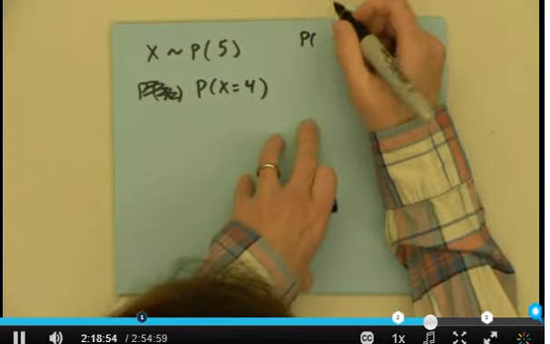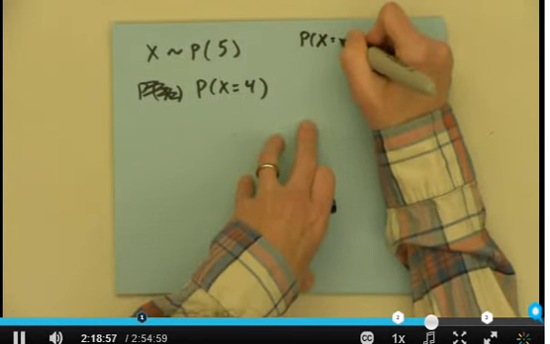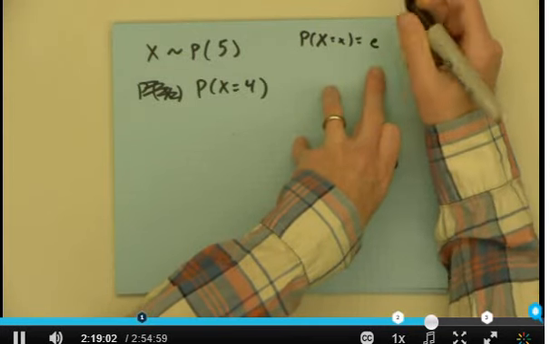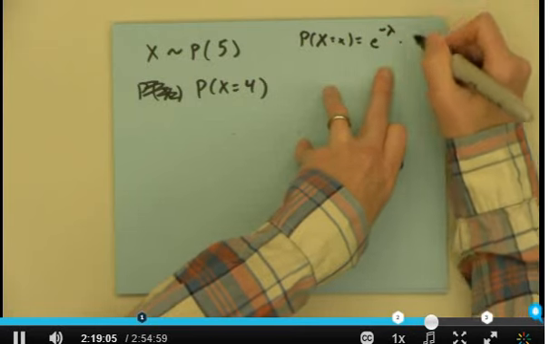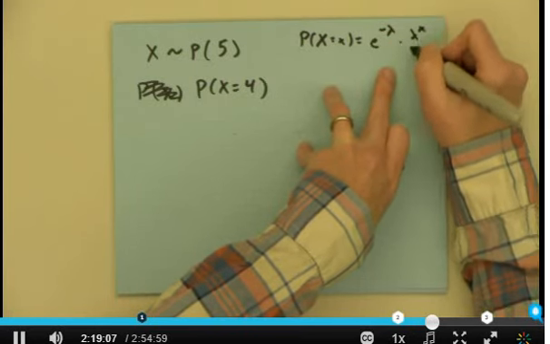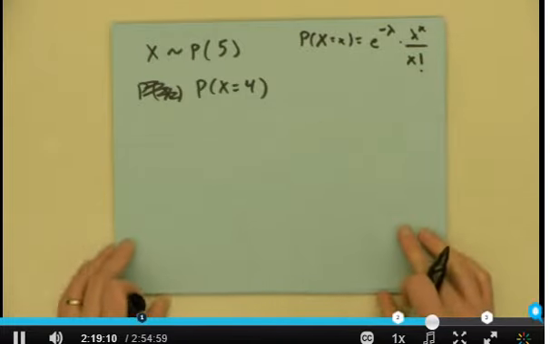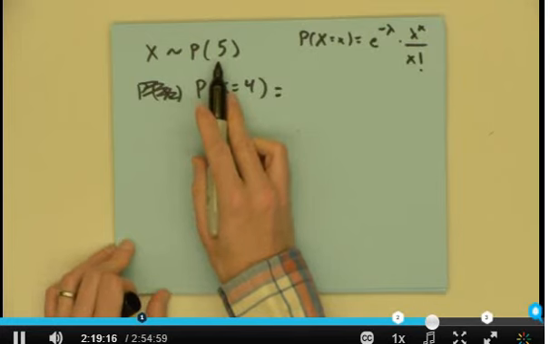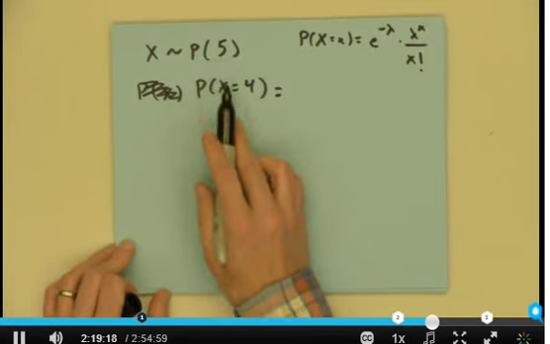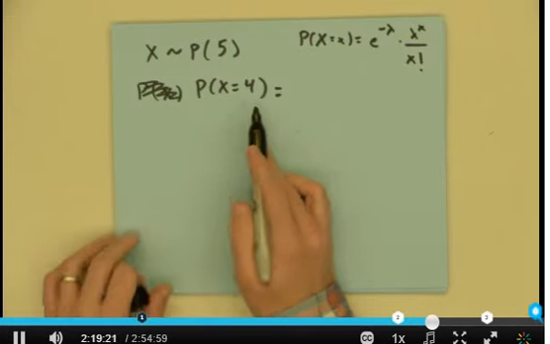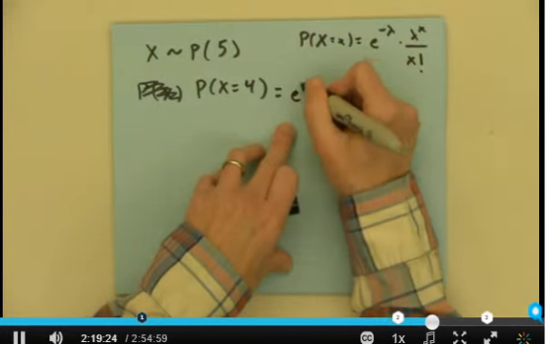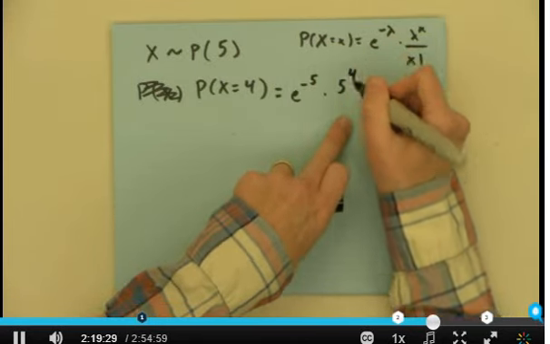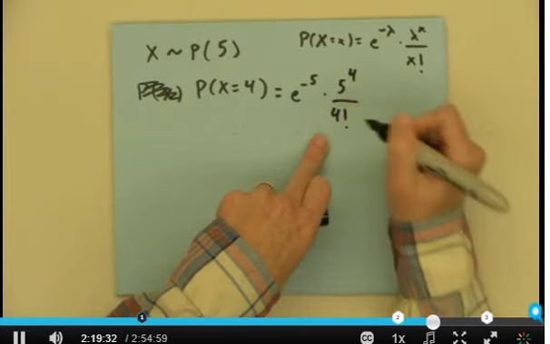All right, so what's my formula? Let me write this down real quick. So the probability it equals little x is e to the minus lambda times lambda to the x over x factorial. Well, I see 5 patients on average in the after lunch hour. I want to know the probability of seeing exactly 4 of them. So that's going to be e to the minus 5 times 5 to the 4th over 4 factorial.